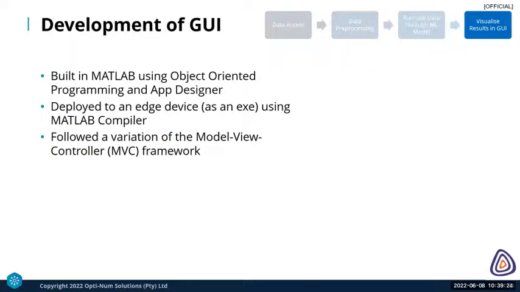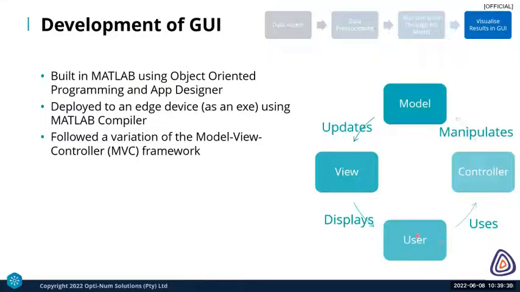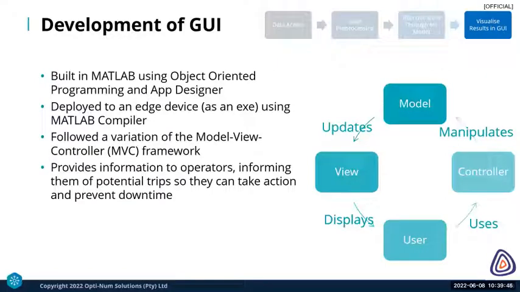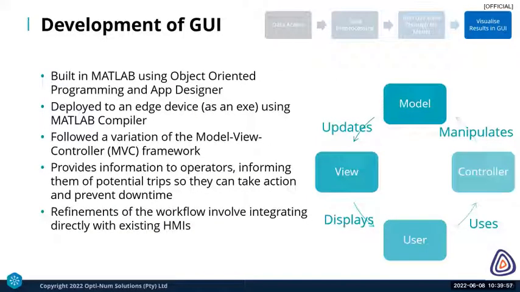We followed a variation of the Model View Controller framework, or MVC. It looks like this: the user would interact with our controller, the controller then interacts with the model, which then updates the view, and that displays information to the user. The function of the GUI was to provide information to the operators and inform them of potential trips so they could take action and prevent downtime. Refinements of the workflow involve integrating directly with existing HMIs. That's also something we can do, and something we're considering for one of our ongoing projects.